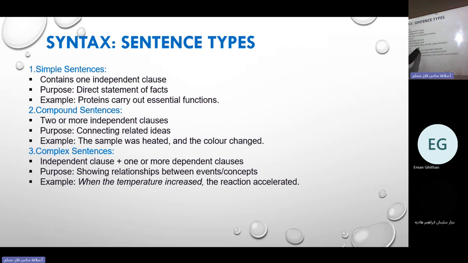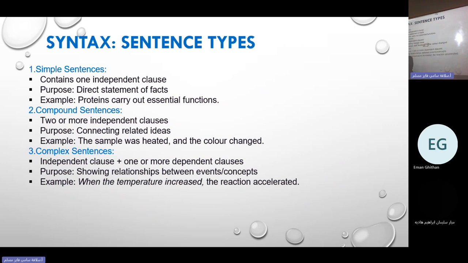Example: The sample was heated. What do we have here that is important? Something that connects the two independent clauses: a comma and a conjunction. Okay? These are important. This is one independent clause, and this is another independent clause. In order to link them, we always use a comma and a conjunction.